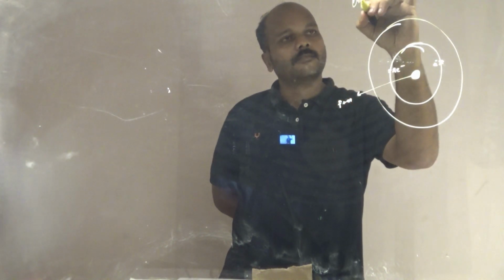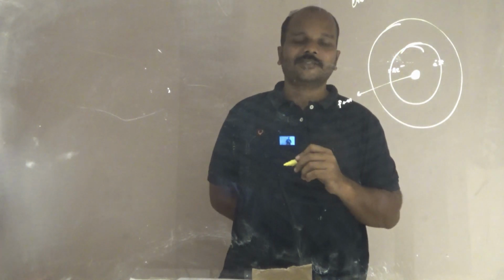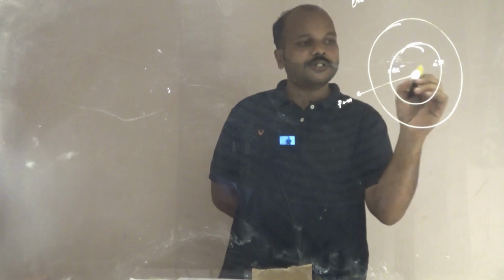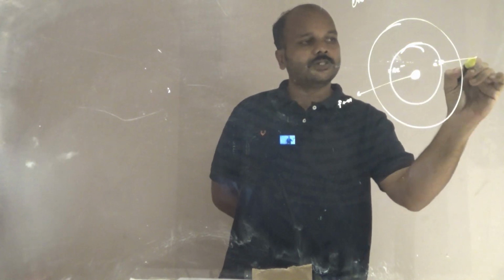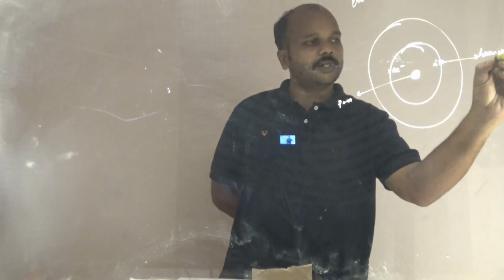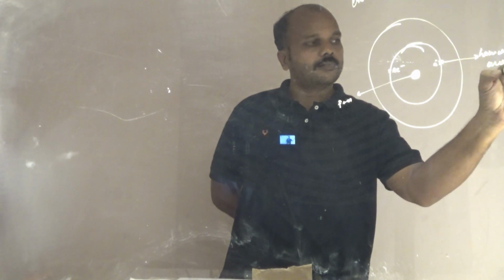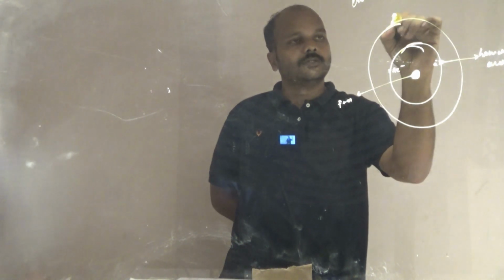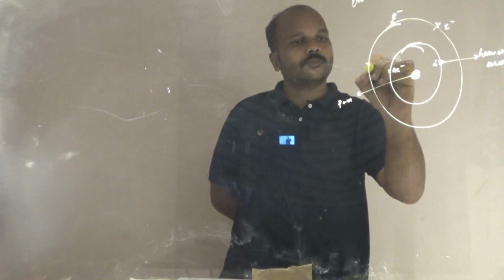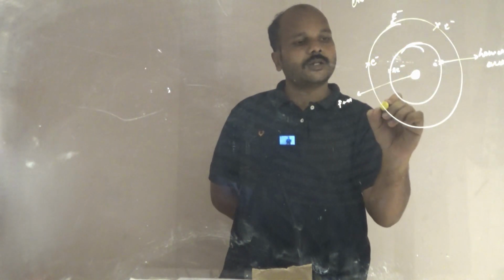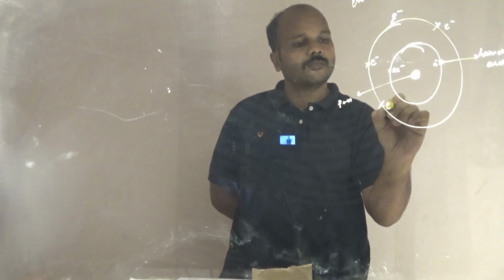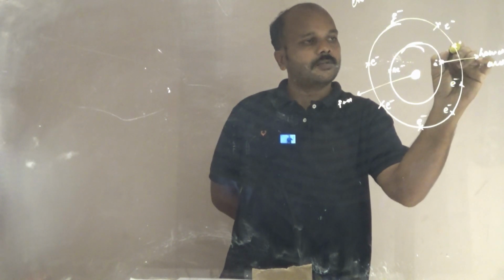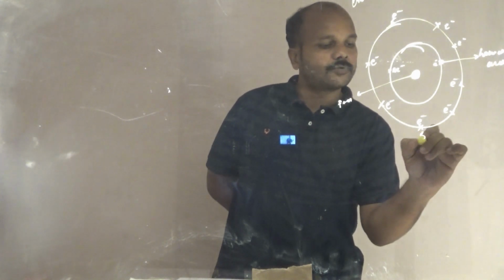Something similar to our solar system. Now this is the lowest energy shell. The two electrons will be revolving around the nucleus. And in the next shell there are 8 electrons: 1, 2, 3, 4, 5, 6, 7, 8. So there are 8 electrons there.